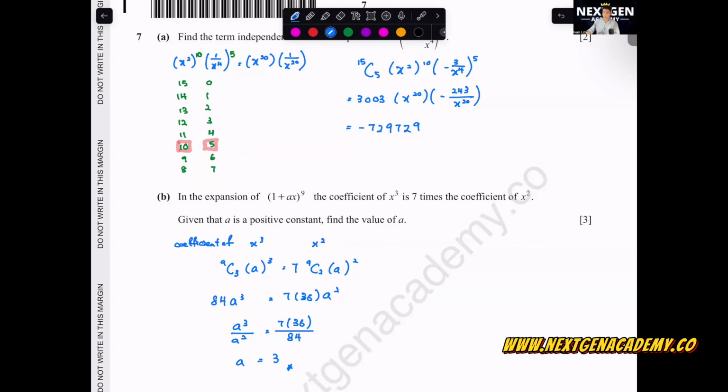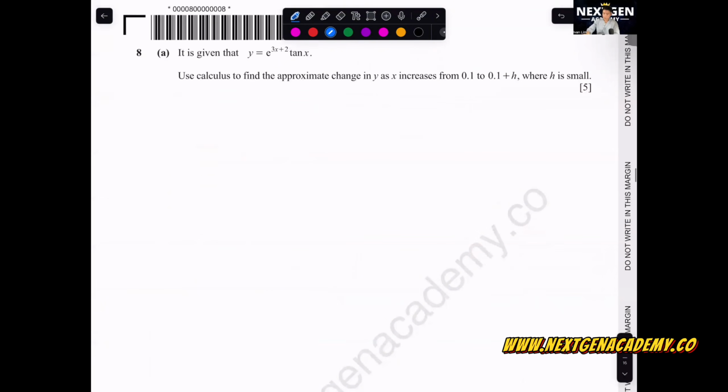Okay, let's go to question number 8. It is given y equals e to the power of 3x plus 2 tan x. Use calculus to find the approximate change in y as x increases from 0.1 to 0.1 plus h. Okay, keyword: approximate change in y. The moment we see this, we write down this equation: delta y over delta x equals dy over dx. What did they give us? They give us delta x, so delta x is 0.1 plus h minus 0.1. You can straight away just write h as well.